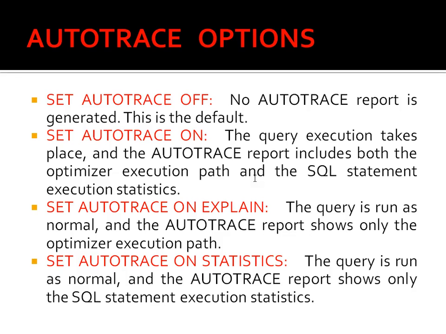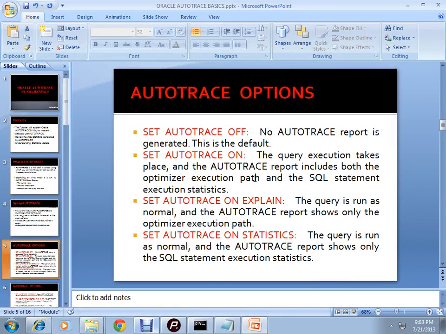Now, AUTOTRACE options. There are several options in AUTOTRACE. The default is set AUTOTRACE off. Here no AUTOTRACE report is generated. This is by default. Another option is set AUTOTRACE on. The query execution takes place and the AUTOTRACE report includes both the optimizer execution path, that means the execution plan, and the SQL statement execution statistics. Let's see in SQL plus how it works. There are several options that I will discuss one by one.